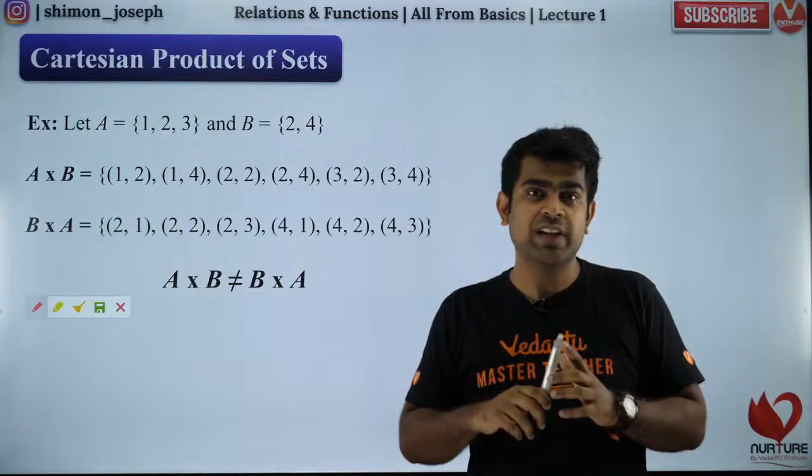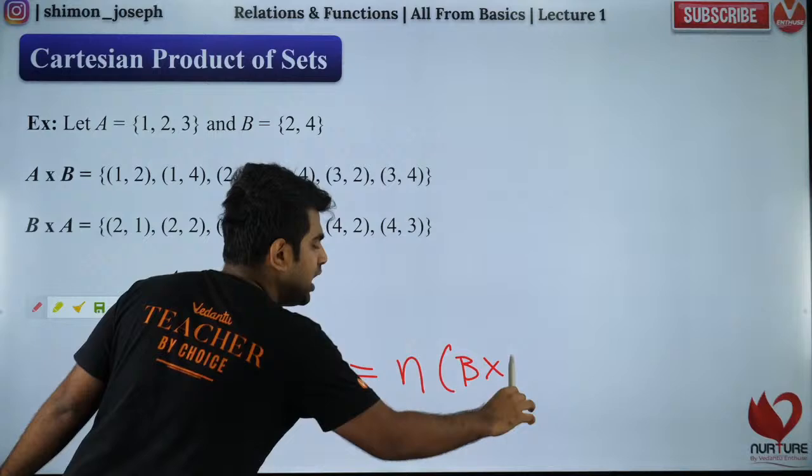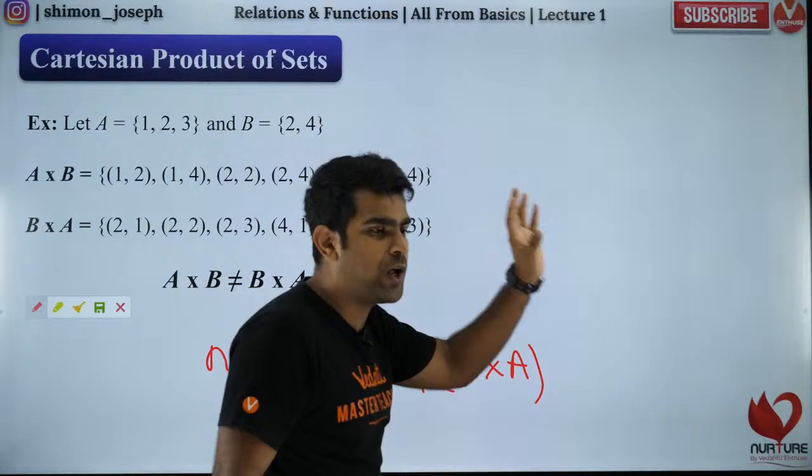So if I write the number of elements in A cross B, do you think it is equal to number of elements in B cross A? Are you all clear with that? Isn't that amazing? Crazy, no? So this result you have to remember. I want everybody to remember this. So A cross B, B cross A will always have the same number of elements. Are you clear? Perfect.